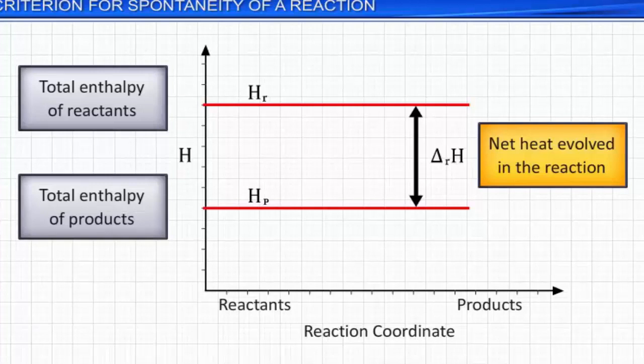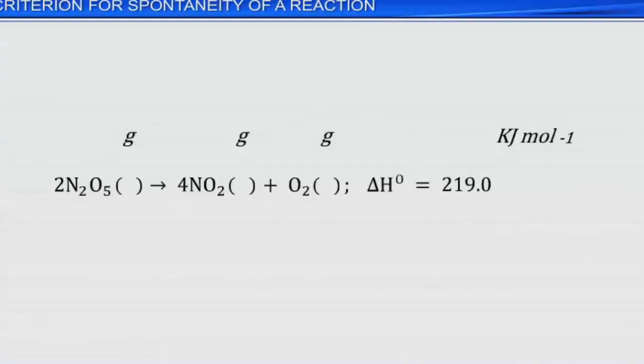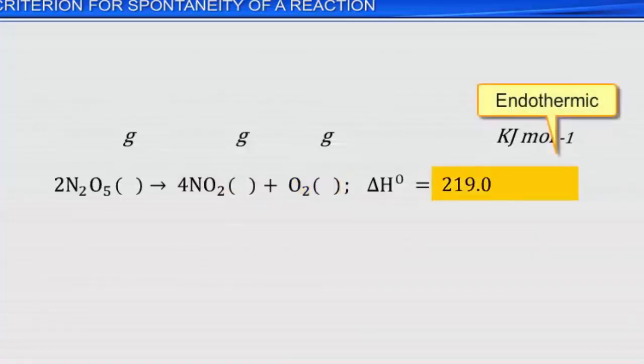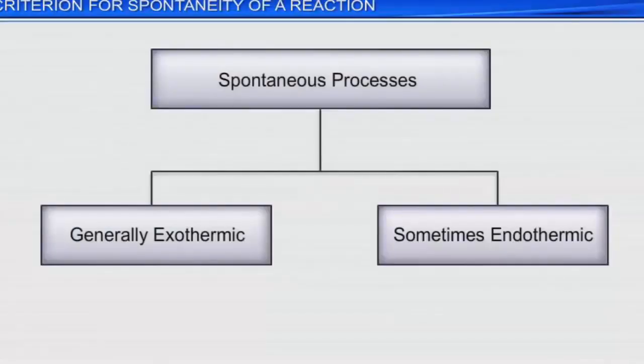Now let's consider another spontaneous reaction. Dinitrogen pentoxide decomposes spontaneously at room temperature into nitrogen dioxide and oxygen. This reaction, although spontaneous, is endothermic. From this, we can conclude that spontaneous processes are generally exothermic. But some endothermic processes may also be spontaneous. Thus, decrease in enthalpy is not the only determining factor for spontaneity. Let's look at another criterion for spontaneity.